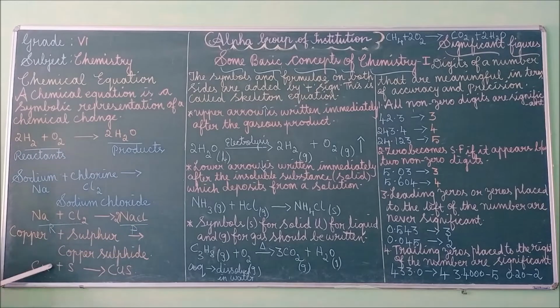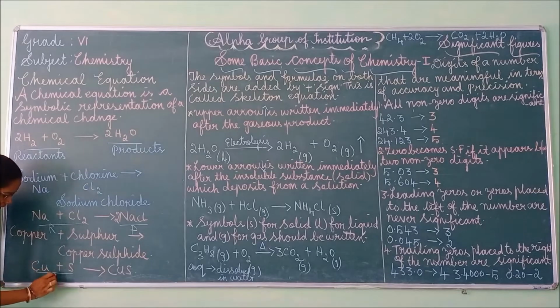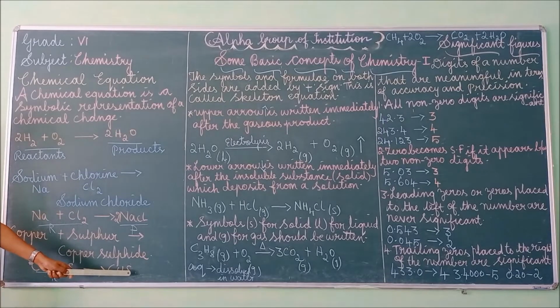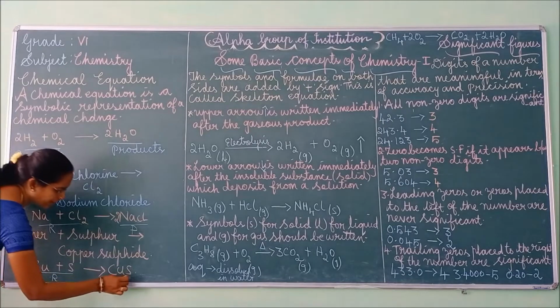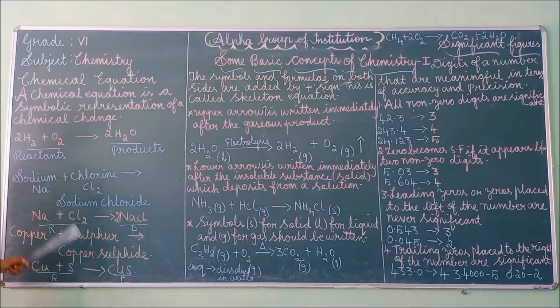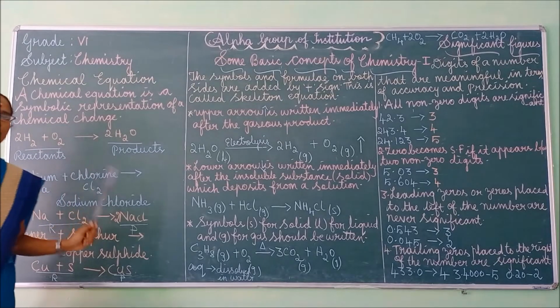Here in this Cu plus S, it is on the left hand side, so it is the reactant, and CuS, that is copper sulfide, is the final product which we obtained, isn't it? When copper reacts with sulfur, it forms copper sulfide, so this is the product. Understood, children? Right? Sodium, when it reacts with chlorine, forms sodium chloride. Hydrogen, when it reacts with oxygen, forms water. These are the reactants, whereas the final product that you get is called the product. Understood, children?